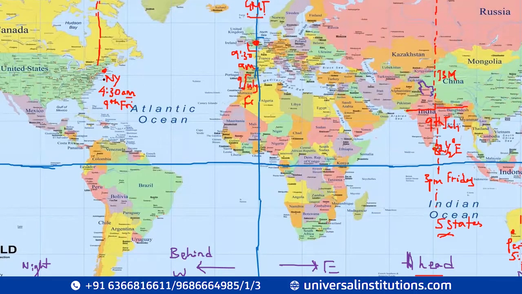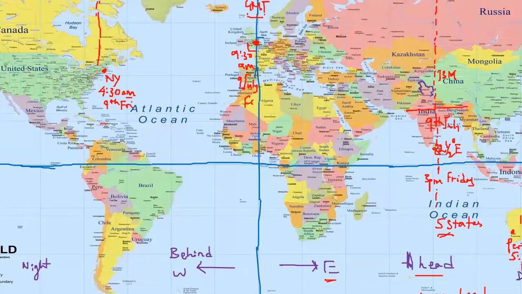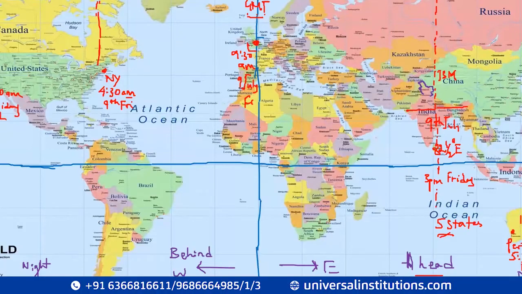Now, further, if I go to Los Angeles, how many of you have heard of Los Angeles, Hollywood? It will come exactly here, the fourth time zone. This is the west coast of the US, following west coast time zone. So 3:30, 2:30, 1:30, 12:30. Please write 12:30 a.m. A day has just started. Friday, 9th July has just started for them. It is midnight, 12:30.